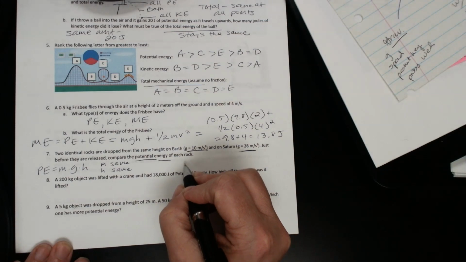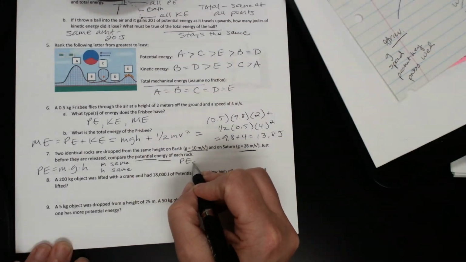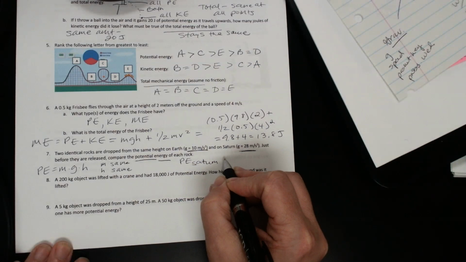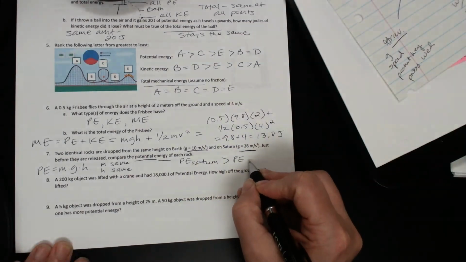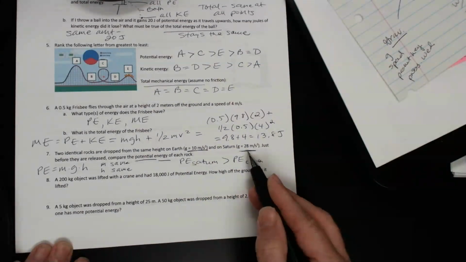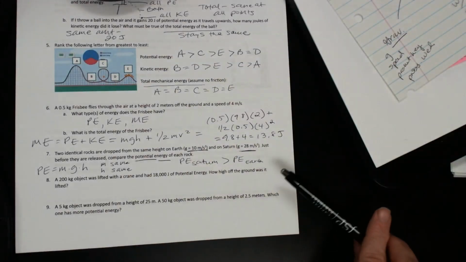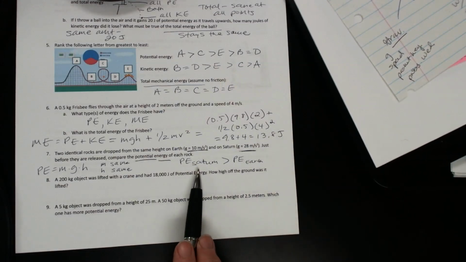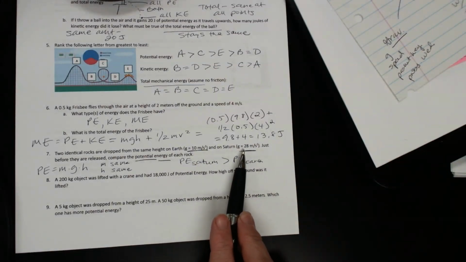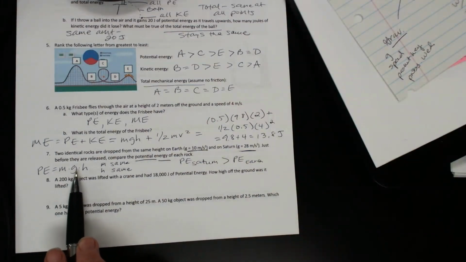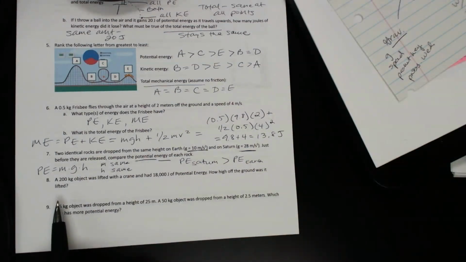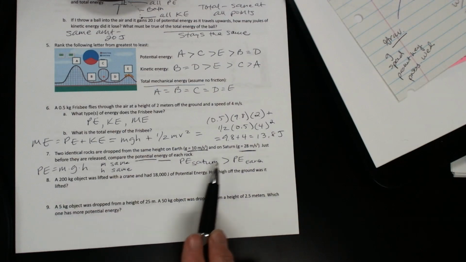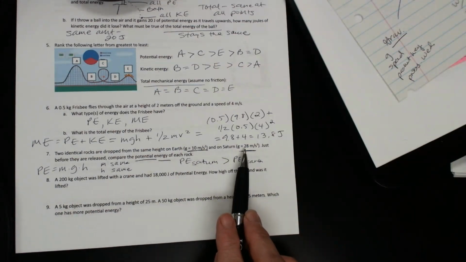So the potential energy of the rock on Saturn is going to be greater than the potential energy of the rock on Earth, because Saturn has a G value of about 28 meters per second squared versus our 9.8, or our 10, on Earth. So you don't really have to do a calculation here to compare them. We know that Saturn's is going to be greater because its G value is greater. We said that our other items are the same for both of these rocks.